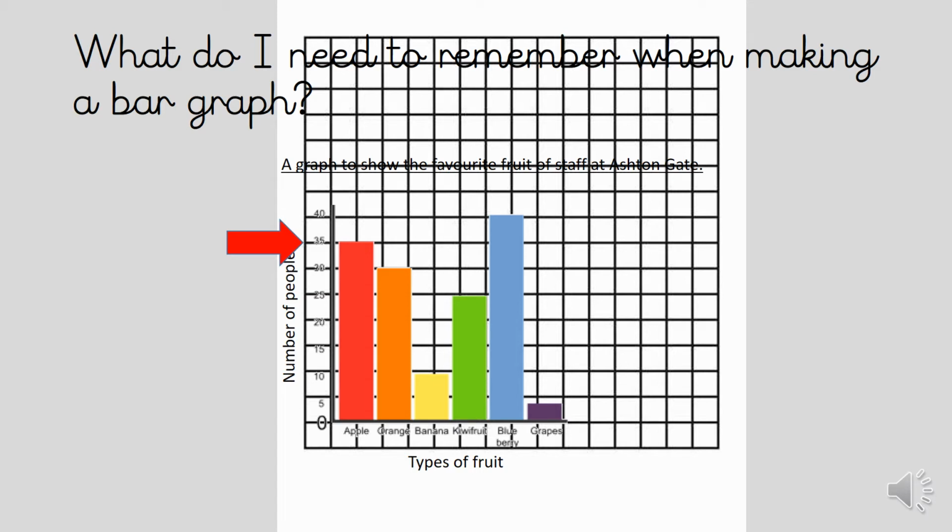Now, this is a bit confusing to look at, but can you see the red arrow? It's pointing at a line. Now, we need to remember to number the line, not the square. So you can see that 35 is right on a line. So that's something else we need to remember when making a bar graph.